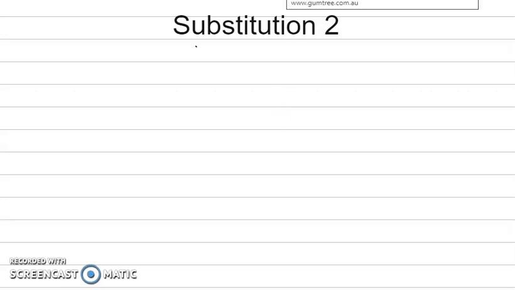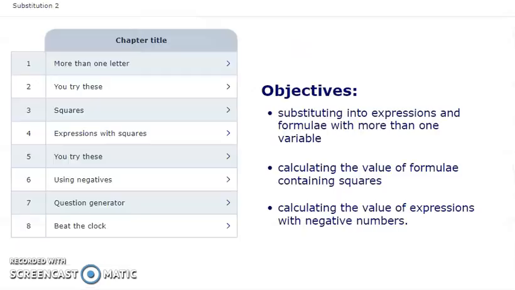Our next topic is substitution 2, as you can see written over here. In this topic, our learning objectives are: number 1, substituting into expressions and formulae with more than one variable. Number 2, calculating the value of formulae containing squares. And number 3, calculating the values of expressions with negative numbers.